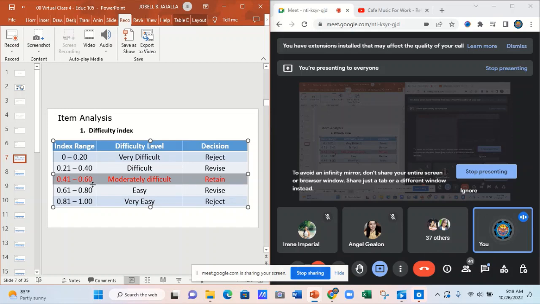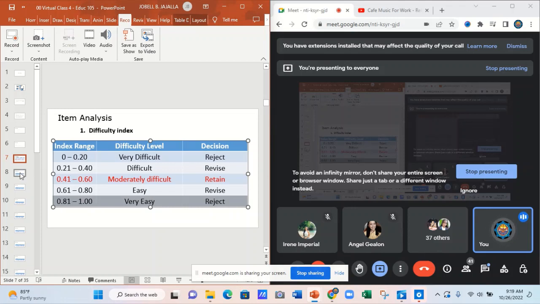Dire man gud sa moderately difficult class, pasabot ana is challenging siya but not too challenging. Para nga ma-discourage ang mga students sa ilahang assessment. Okay? Now, sa kinalasan, like what I said earlier, very easy, rejection dyan na siya automatically ang decision. So, memorize this one, the index range, the difficulty level, and the decision. Okay? Memorize dyan na siya ninyo.